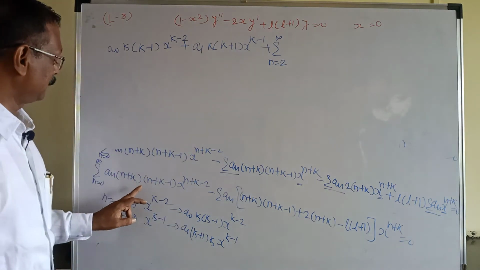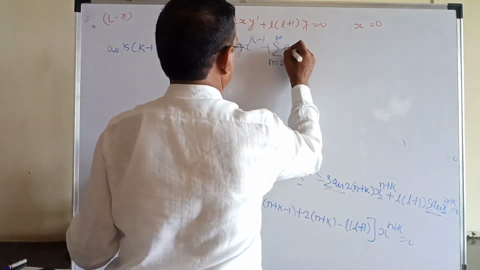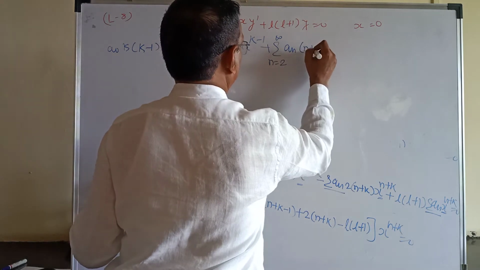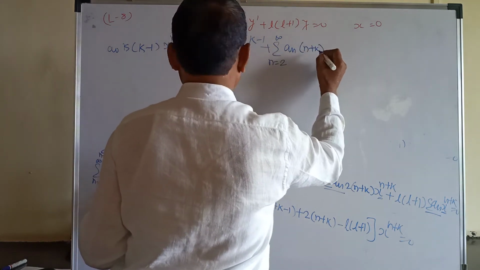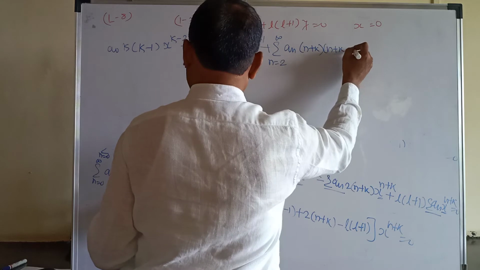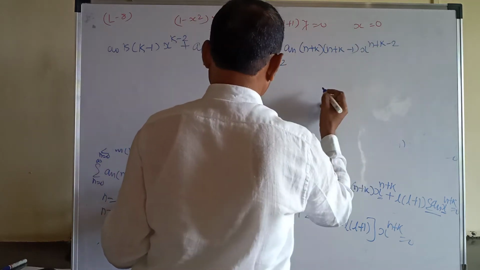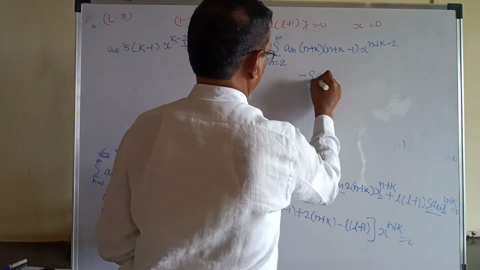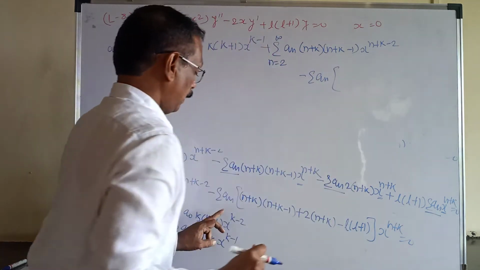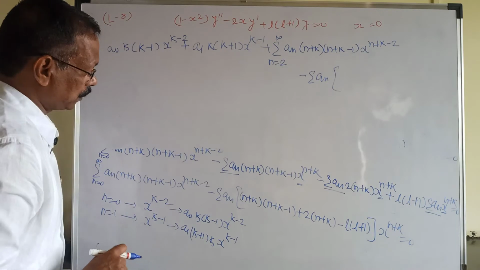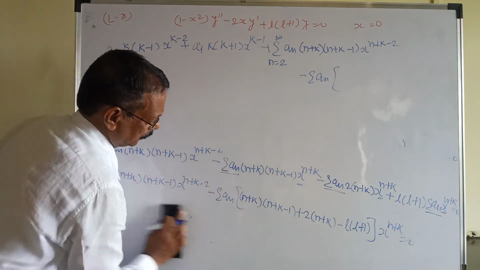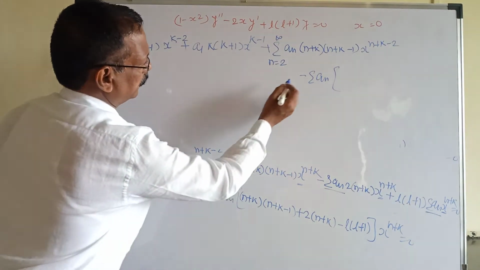Now the remaining term is as it is. So it is a_n into (n plus k) into (n plus k minus 1) into x raised to n plus k minus 2, minus summation of a_n into the remaining term. So we wrote this here, minus summation of a_n.